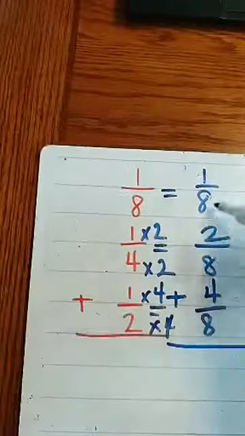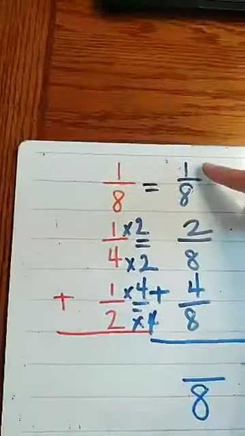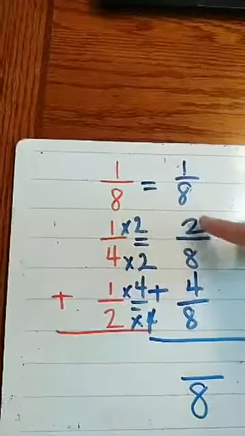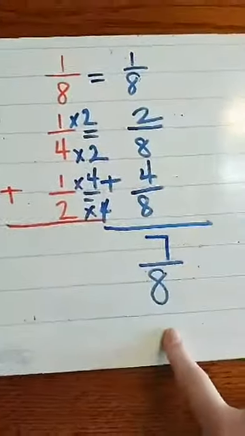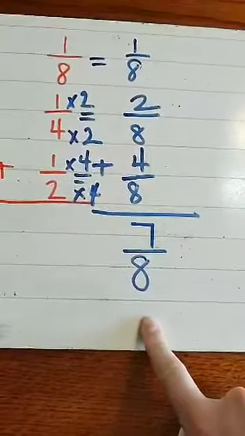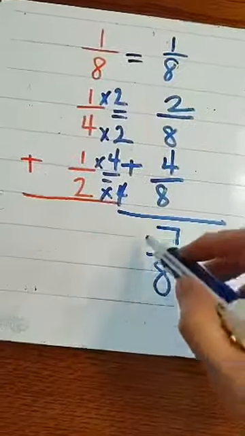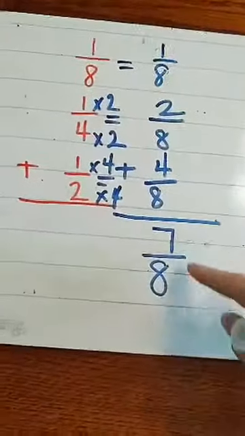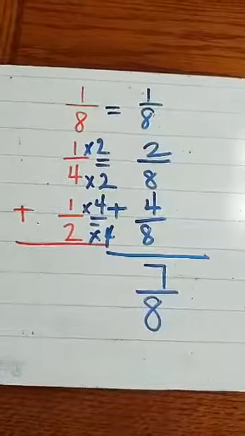I am ready to add. I'm going to keep my denominator, and then I'm going to add my numerators. 1, 2, 3. 3 plus 4 is 7. I ask myself every time, can I reduce this number? You're right, it cannot be reduced because 7 is prime. The only thing we could divide both of these by is 1. That would be useless because it'd be the same answer.